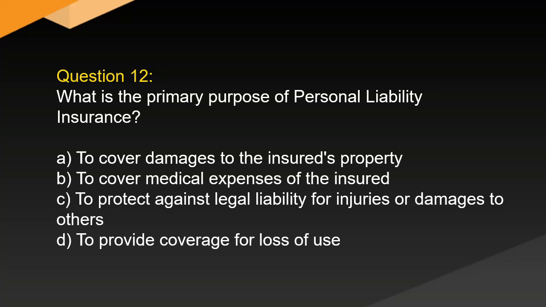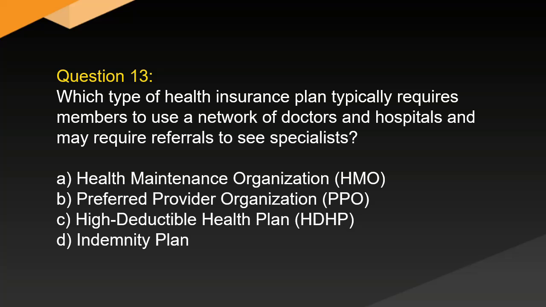Question 12. What is the primary purpose of personal liability insurance? A. To cover damages to the insured's property. B. To cover medical expenses of the insured. C. To protect against legal liability for injuries or damages to others. D. To provide coverage for loss of use.